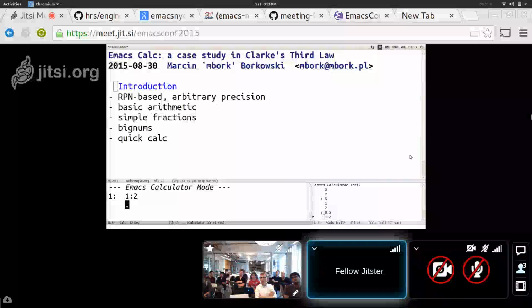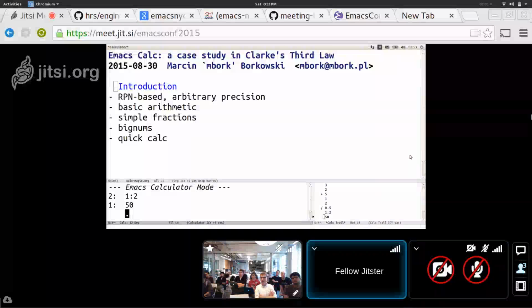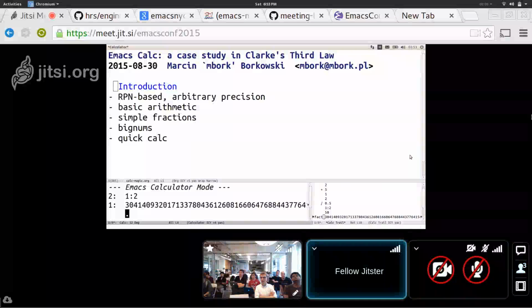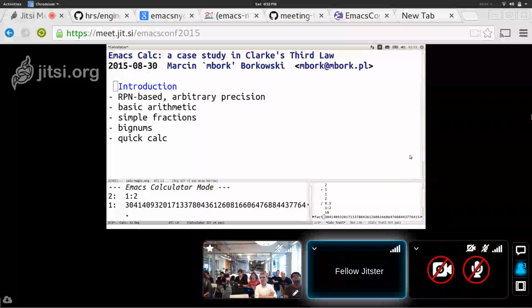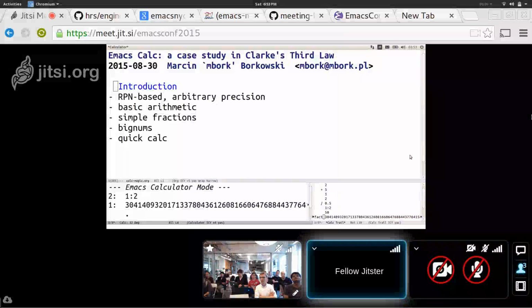So let us calculate, say, 50 factorial. This is 50 factorial, exactly. Well, it's not the whole of it. In fact, I guess it was truncated a bit. But you get the point.